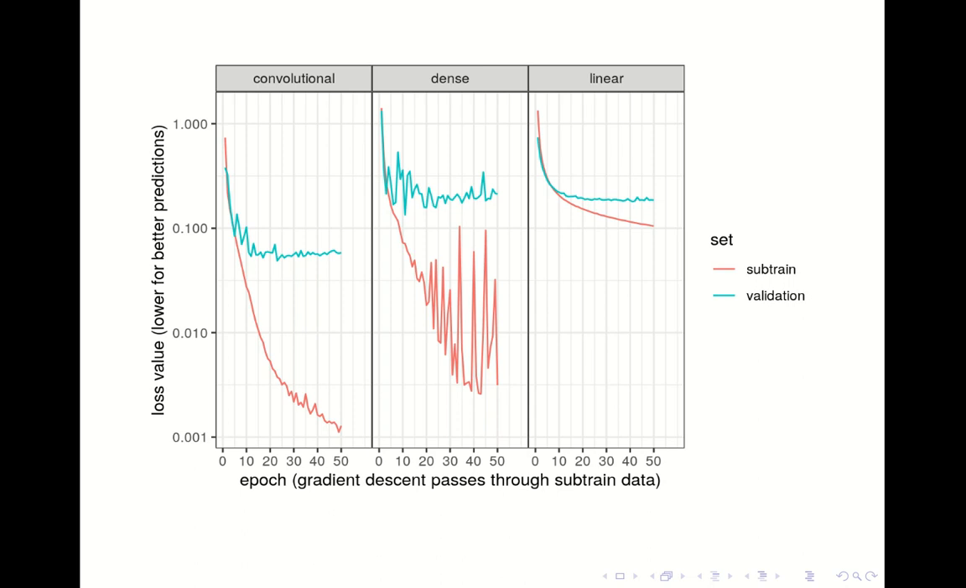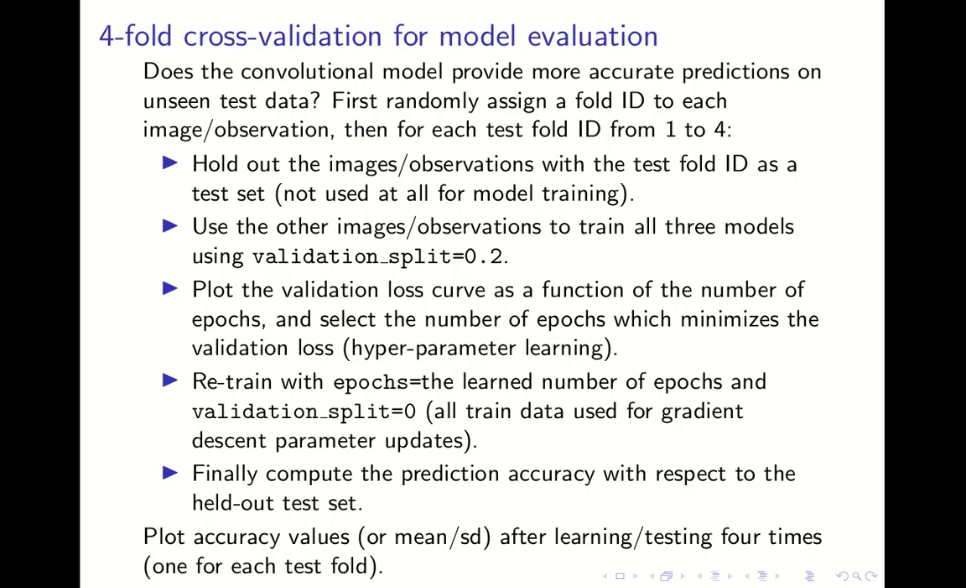To really answer that question, we have to do another kind of split though. We'll use fourfold cross validation for model evaluation. What that means is that we want to answer this question: does the convolutional model provide more accurate predictions on unseen test data? To answer that, we first randomly assign a fold ID to each image or observation. Then for each one of those test fold IDs from 1 to 4, we hold out the images with the test fold ID as a test set.